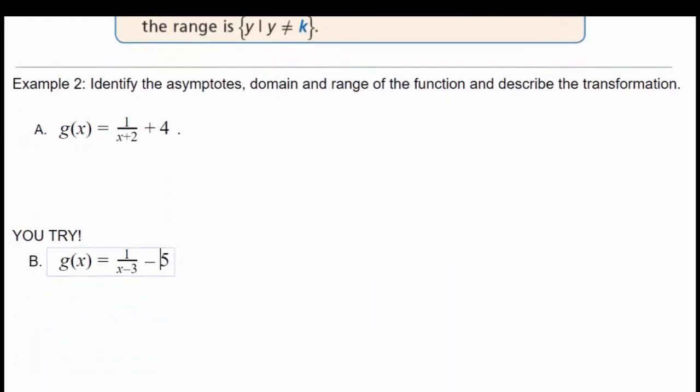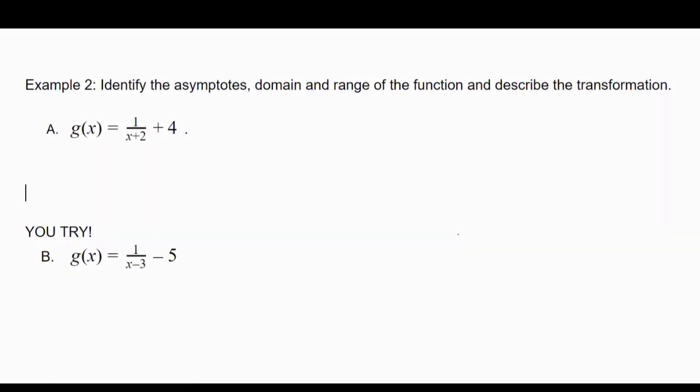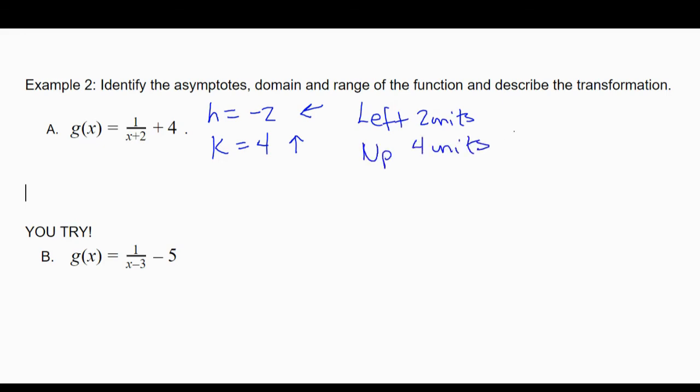Okay, let's get into these last two. Example 2 asks us to identify the asymptotes, domain, and range of the function and describe the transformation. So everything that we've done before, this is our check for understanding to make sure that you got it. So for this first function, I have an h value of -2. I have a k value of +4. This indicates that I will be going left, and this indicates that I will be going up. So my transformation is left 2 units and up 4 units.